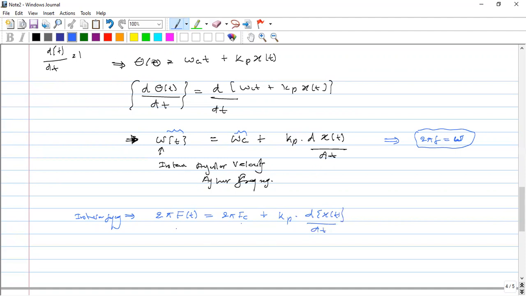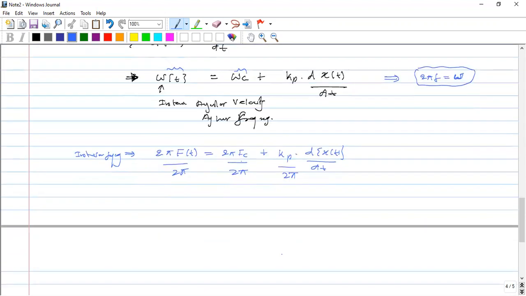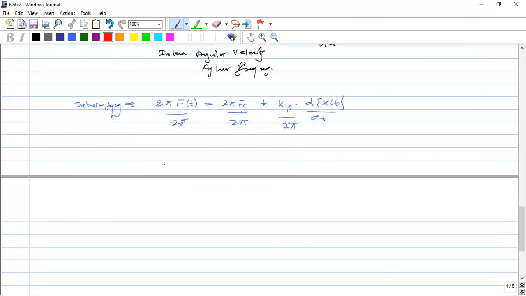So if you divide all these terms by 2π, then you will get f(t) is equal to fc, this 2π cancels out, and here you have kp by 2π times dx(t)/dt. So this is the instantaneous frequency of the phase modulated signal.